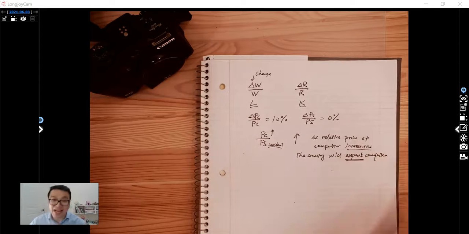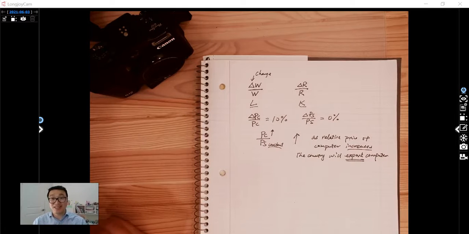The country will export computer because the relative price of computer increases after trade. The country must export the computer. Now think about the Heckscher-Ohlin theory.